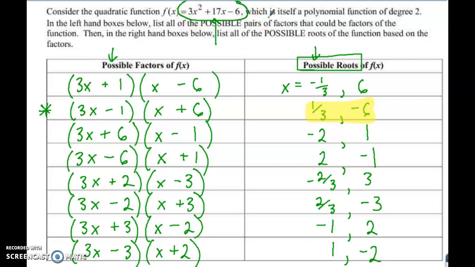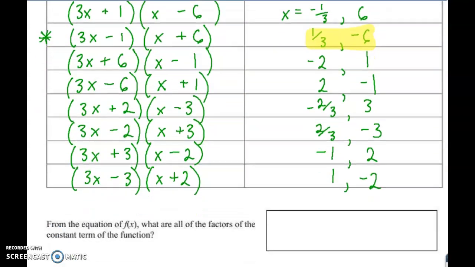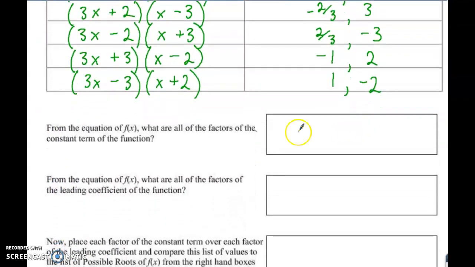The other thing that I should point out is that all of these numbers, 1, 2, 3, and 6, are factors of 6. The other thing to notice is that all of the denominators we're looking at, 3, and technically there's another denominator of 1, are factors of this number. And that's what we're going to get into on this problem.